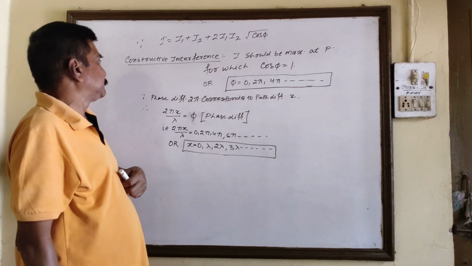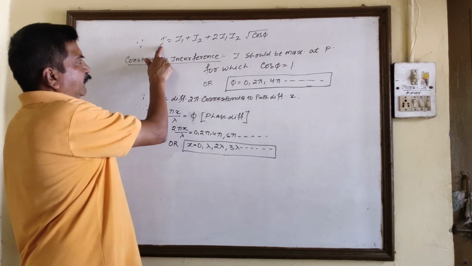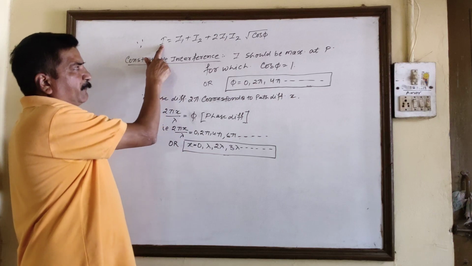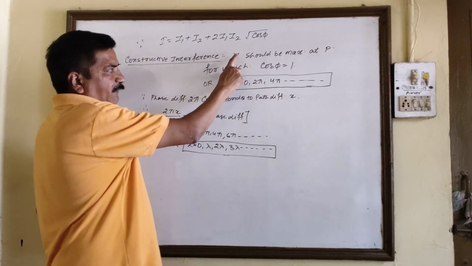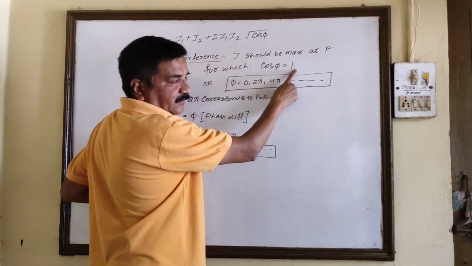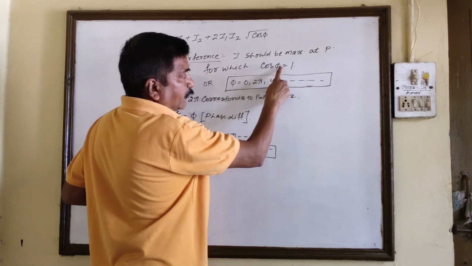Now what will happen? In constructive interference, the value of I should be maximum, and for I to be maximum, this term should be positive. So what we will write? The maximum value of cos phi is given by that is equal to 1, and the function for what?